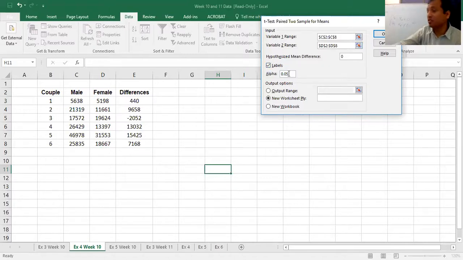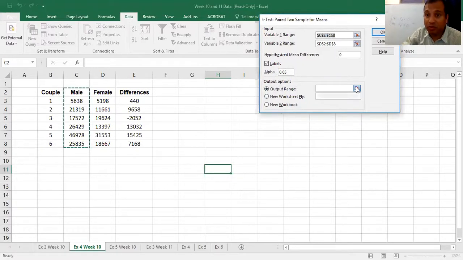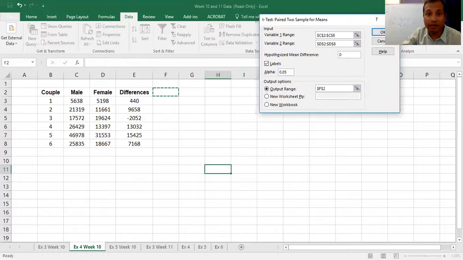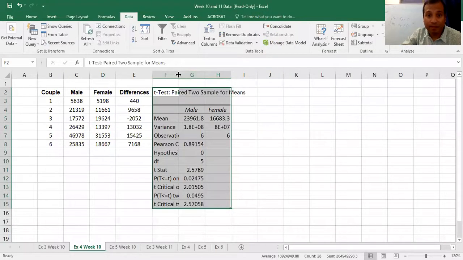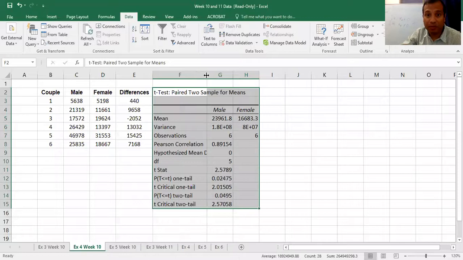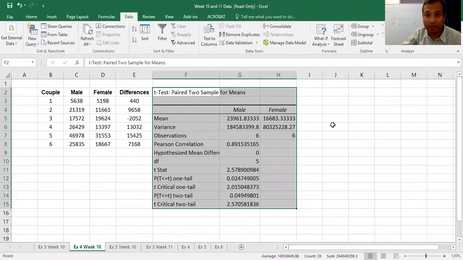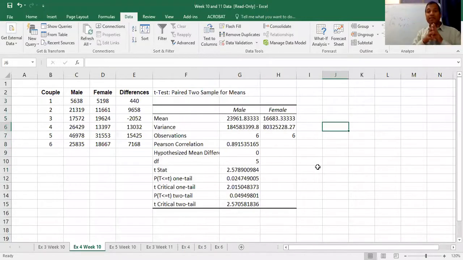What is the alpha value? Is it 0.001 for this sum, or do you need to claim at the 5% significance level? So it's 0.05. Output range, I want it to be here in the same sheet, over here. Everything is done. Now in front of you, you have all the output. Okay, so t-test: Paired Two Sample for Means.